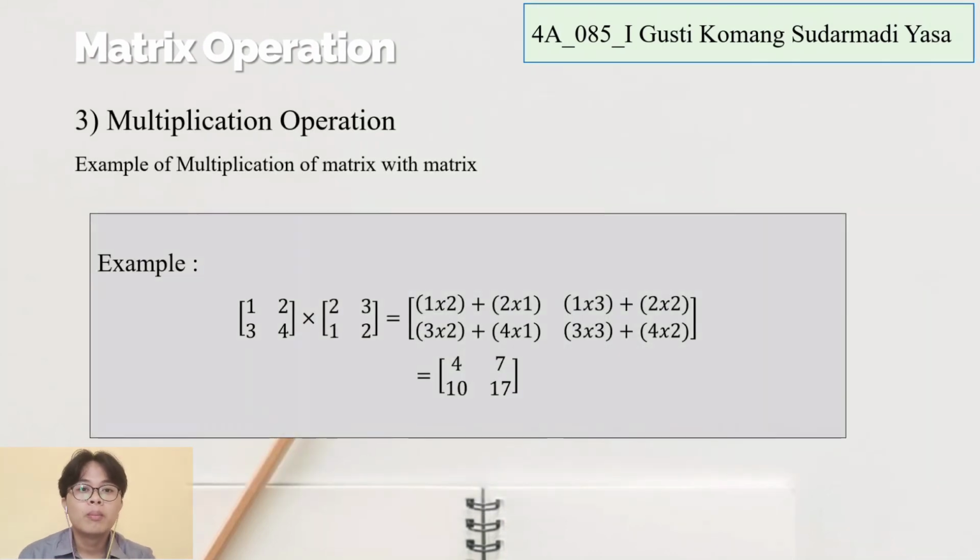For example, multiplication of a matrix with a matrix. Here, I have a question regarding the multiplication of a matrix by a matrix. Matrix with elements 1, 2, 3, and 4 multiplied by matrix with elements 2, 3, 1, and 2. The result of the two matrices' multiplication is a matrix with elements 4, 7, 10, and 17.